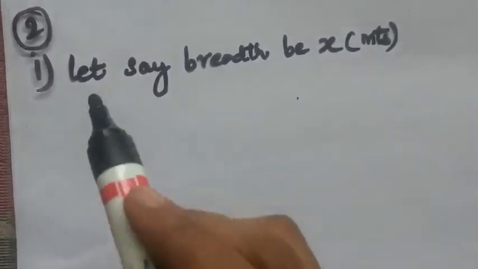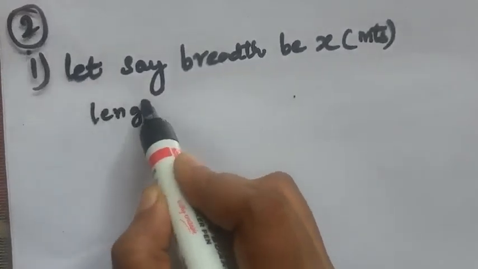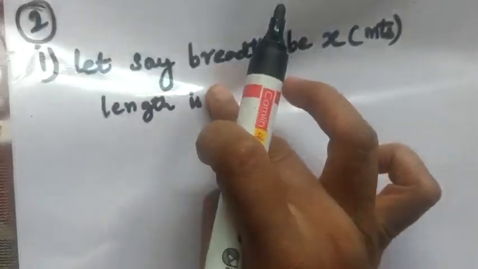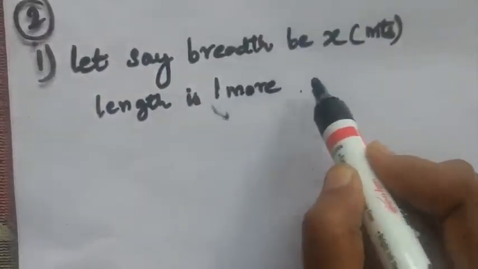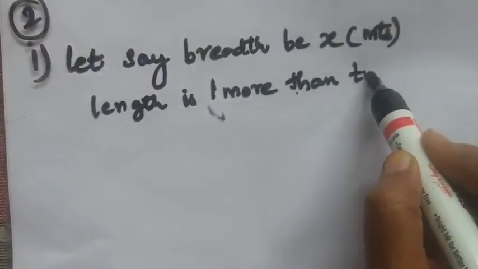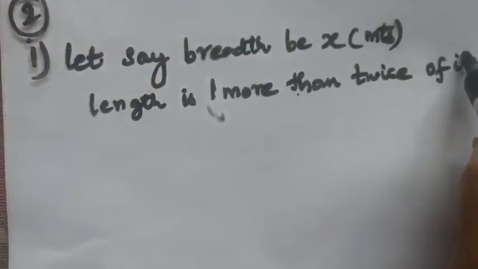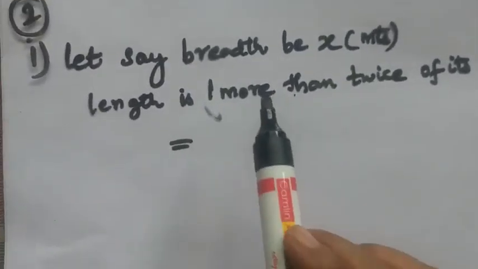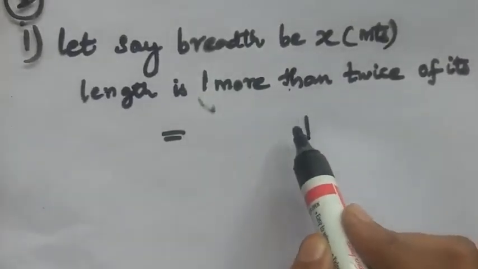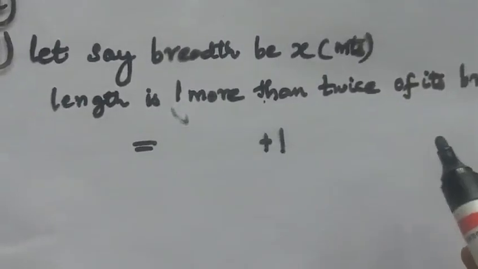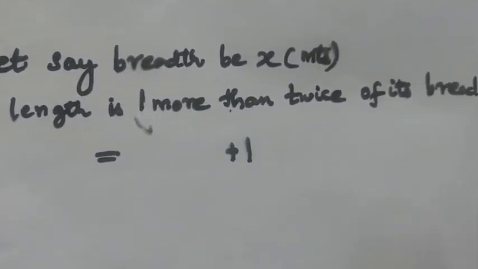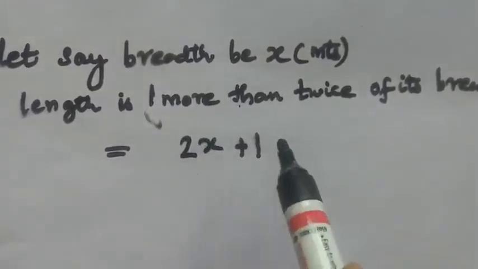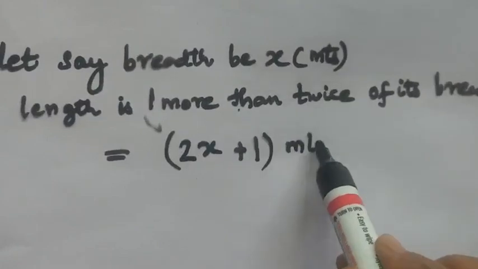Okay, now what is he saying about the length? He says that the length is 1 more than twice its breadth. So let's try to put this in equation form as we have discussed. 1 more than, so let's write down 1 more than. Now it is 1 more than whom? Twice its breadth. Twice means 2 times its breadth. What is the breadth? x. So here we go, we got our length also.